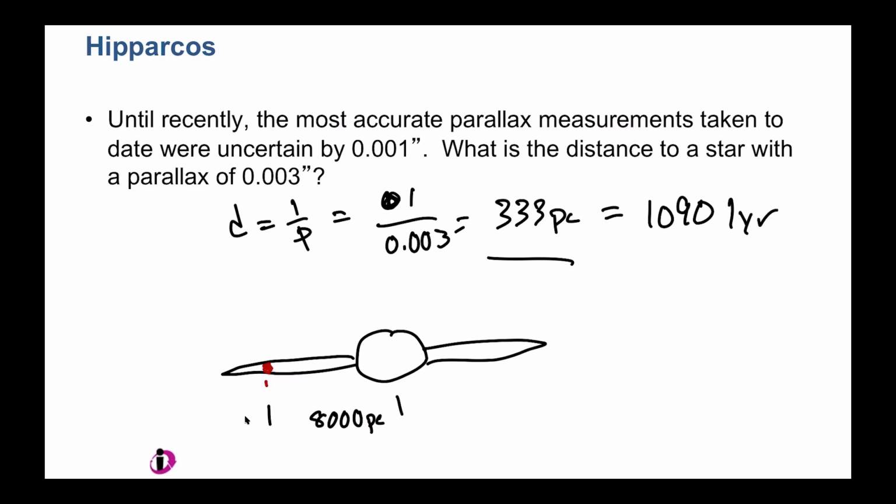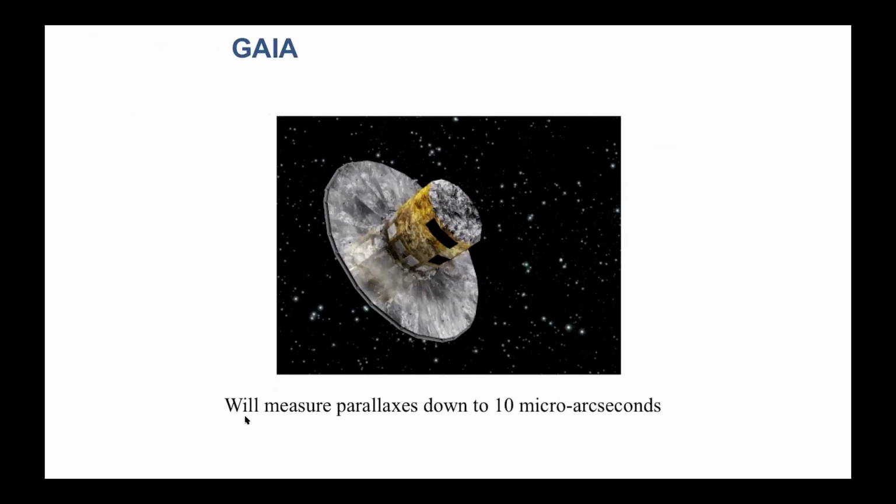Now, I keep saying until recently. Why is that? Because another satellite was launched several years ago that has been taking data now for many years, which is doing far better than Hipparcos did. It's called the Gaia satellite, and it hasn't come out with its full catalog yet, but we've got incremental versions of it. It will measure parallaxes 100 times better than Hipparcos did, down to 10 micro arc seconds. Remember, micro is 10 to the -6. So 10 micro arc seconds is 10 to the -5 arc seconds, which is an amazingly small unit of angular measurement.